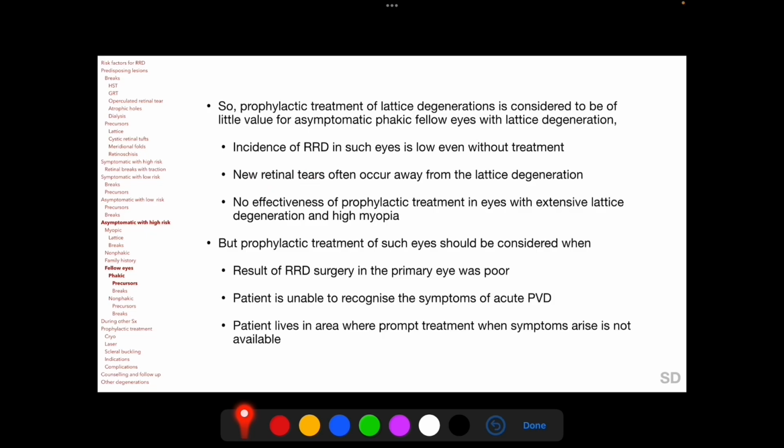New retinal tears often occur away from the lattice degeneration lesions, and prophylactic treatment in eyes with extensive lattice degeneration and/or high myopia has not been found to be effective. But prophylactic treatment of asymptomatic phakic fellow eyes should be considered when the result of RRD surgery in the primary eye was poor, the patient is unable to recognize the symptoms of acute PVD, and the patient lives in an area where prompt treatment when symptoms arise is not available.